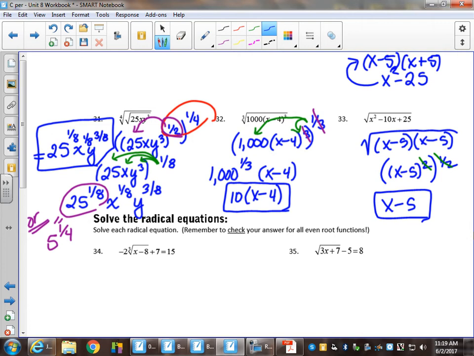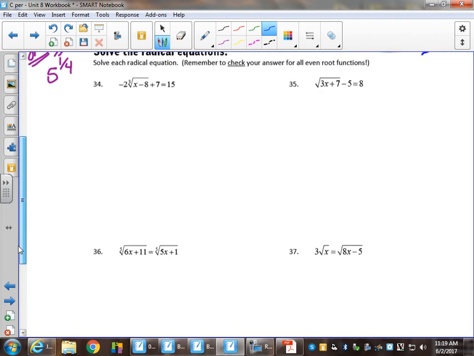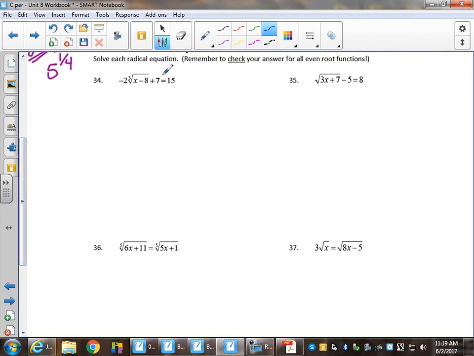Number 34, who wants to take a shot? All right, so first you have to get the 7 out of there, okay? How is that going to happen? Minus 7. Minus 7 from both sides.